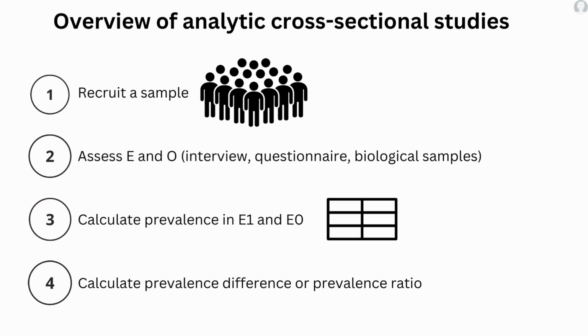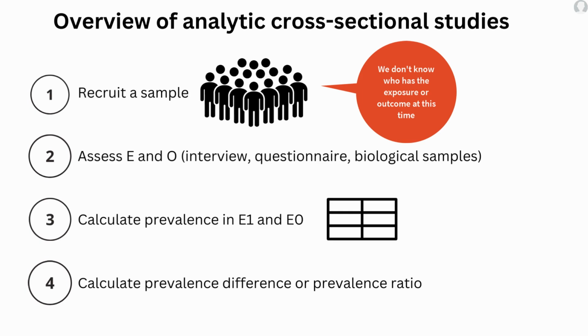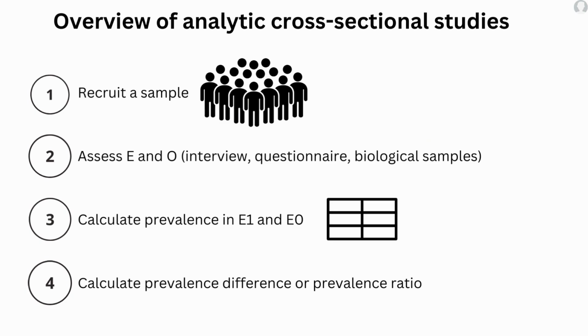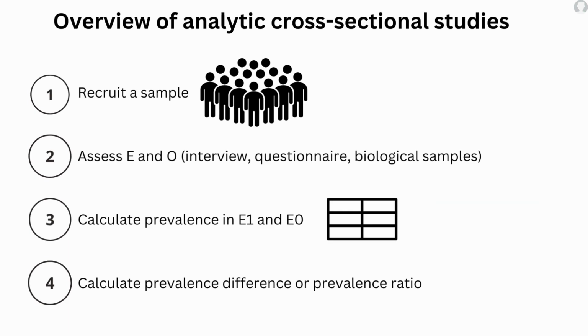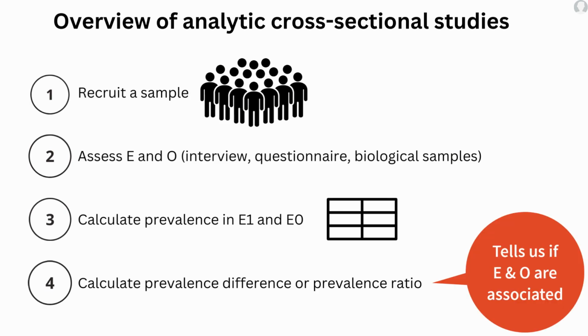So, to recap, analytic cross-sectional studies start out by recruiting a sample of people. We don't know who in the sample has the exposure or outcome at the time of recruitment. We find this out in step 2 when we collect data on the exposure and outcome from each participant at just one point in time. Next, we calculate the prevalence of the outcome in the exposed and unexposed groups. Finally, we find out if there is a relationship between the exposure and outcome by calculating measures of association, which, for a cross-sectional study, are prevalence difference and prevalence ratio.